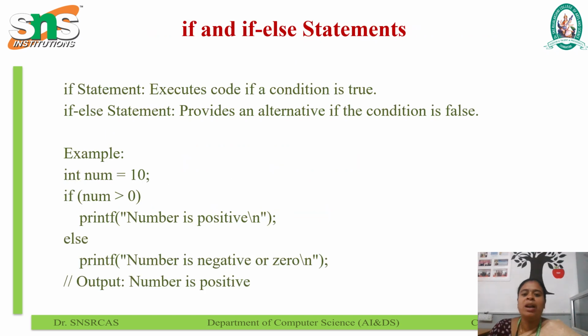Next one, if and if else statement. First one, if statement. The if statement is a decision making control instruction in C. It allows the program to execute a block of code only when a given condition is true. If the condition is true, the statements inside the if are executed. If the condition is false, the statements are skipped.